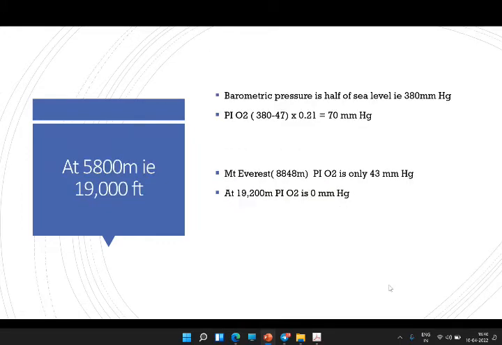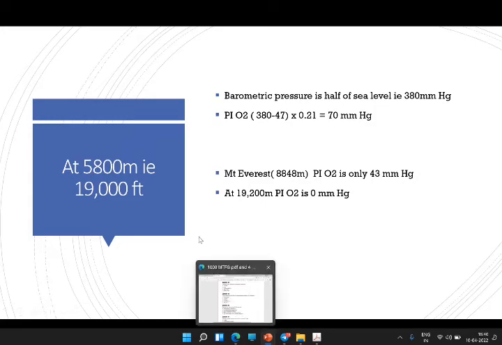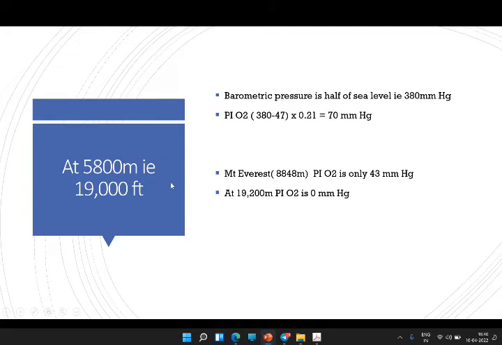At a barometric pressure that is half of sea level, that is 380 millimeters of mercury, the altitude will be 5,800 meters or 19,000 feet. So at an altitude of 5,800 meters, the barometric pressure will be only 380, that is 760 by 2. At that region, the partial pressure of inspired oxygen will be 380 minus 47, into 0.21, which comes out to be 70 millimeters of mercury.